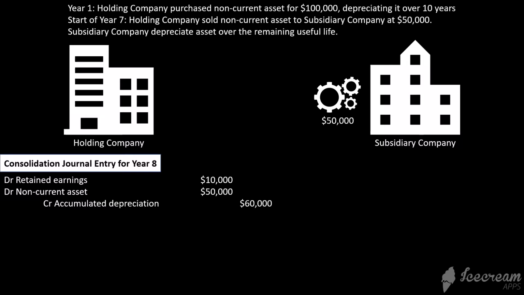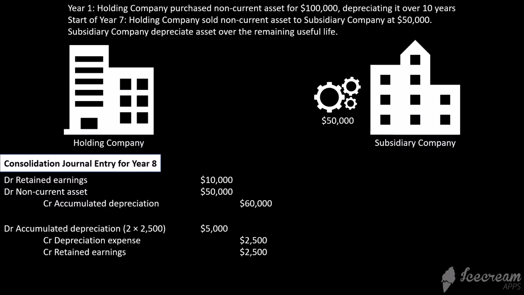But the difference for year 8 is, we need to also account for the undercharged depreciation expense for the previous year. We will debit accumulated depreciation by $5,000, obtained by taking 2 multiplied by $2,500 because it has been 2 years since the asset was sold to the subsidiary. We will credit depreciation expense by $2,500. This is standard as it adjusts only the current year depreciation. Then we will credit retained earnings by the remaining amount.